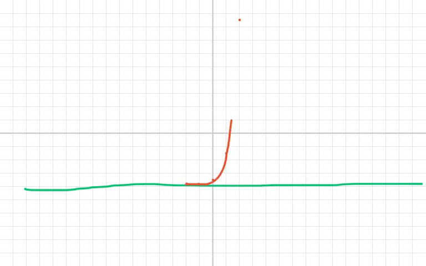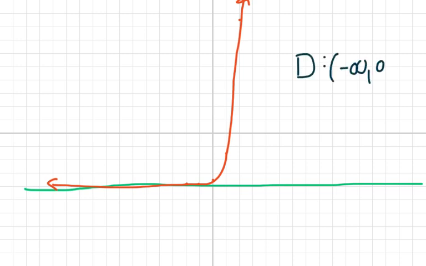You can connect your points. Alright. Your domain is negative infinity to positive infinity. Your range is from your horizontal asymptote. So here my lowest y value is negative 4. It's going to approach negative 4. And my highest y value is infinity.